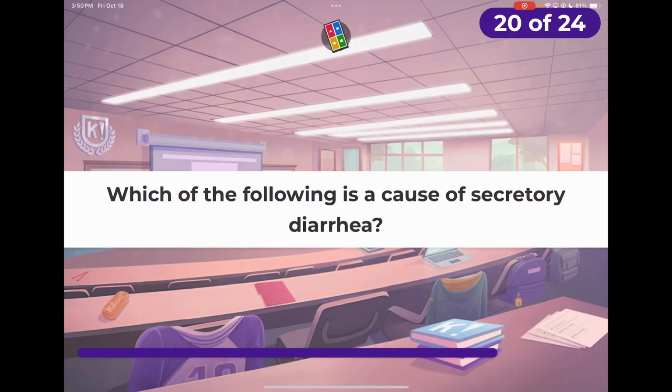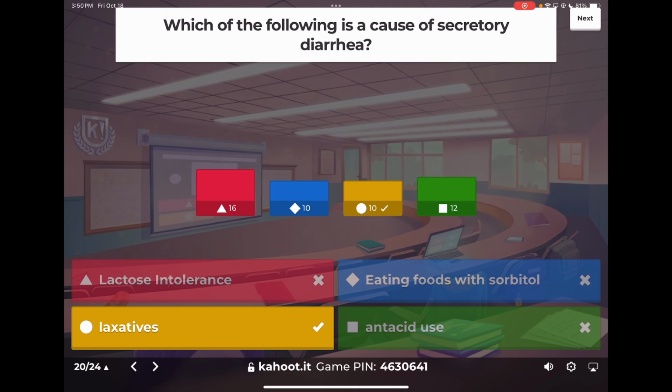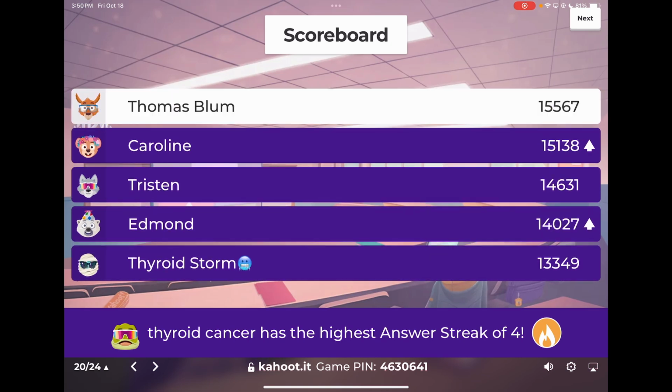Which of the following is a cause of secretory diarrhea? So I talked before about osmotic diarrheas, and I gave some examples. I already gave you 3 of them. Which one of them is secretory? Okay, laxatives. Some laxatives can cause secretory diarrhea as well. Sorbitol, lactose, those cause osmotic diarrheas.